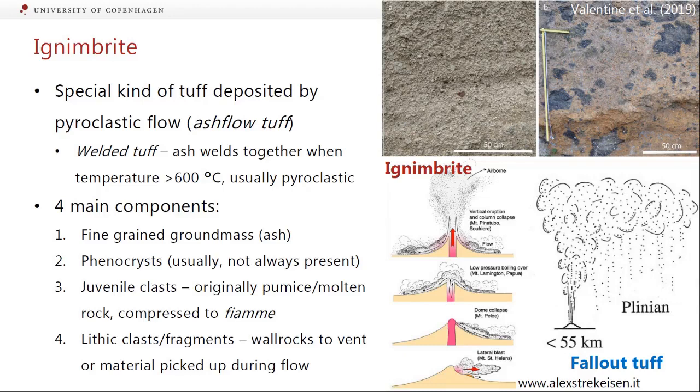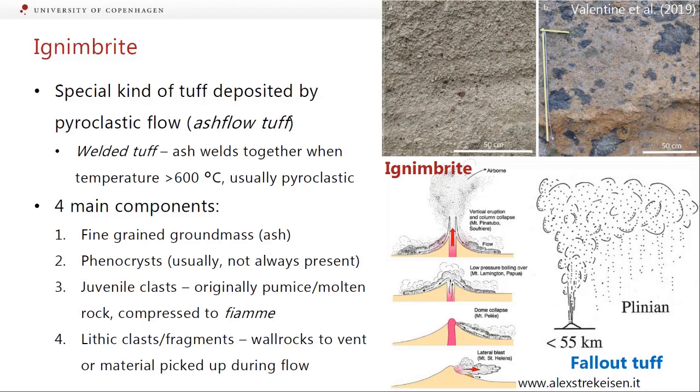The picture I showed you before with the different lithic clasts were two ignimbrites, I think from either the same volcano or same volcanic province, but they look completely different based on what they're carrying. And we have these four main components that we talked about in the practical. So there's fine-grained groundmass of ash. There are phenocrysts. These are almost always there, not always.